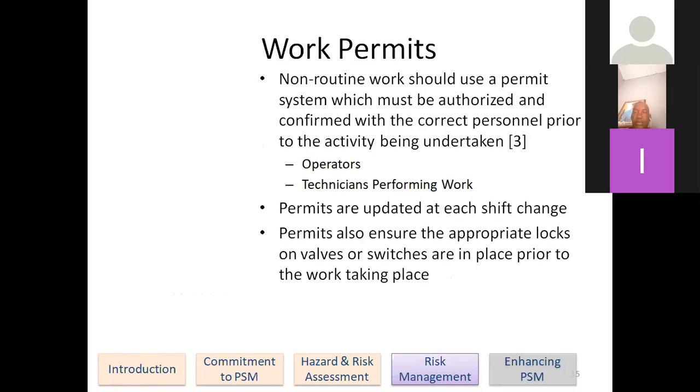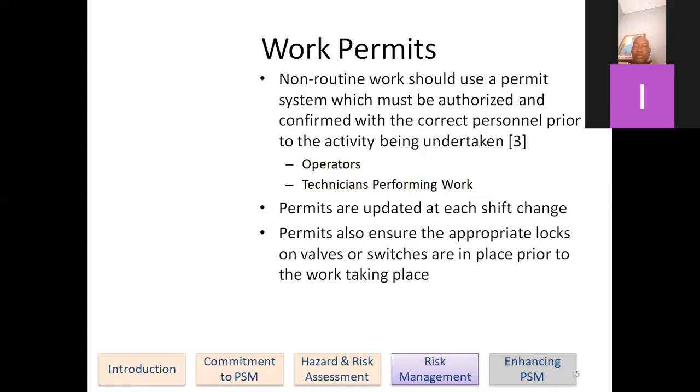Another key aspect by which the integrity and risk of process safety can be maintained is work permit. Make sure that you put a work permit process in place. A non-routine work should use a permit system which must be authorized and confirmed by the correct personnel prior to the activity being undertaken. There are some works that need permit. There are some works that need special scrutiny.